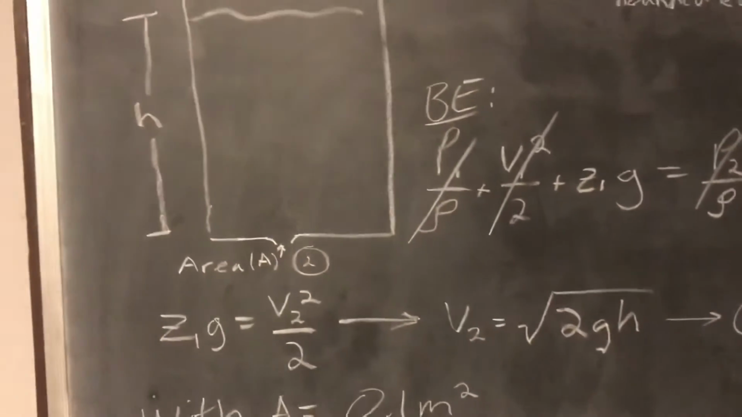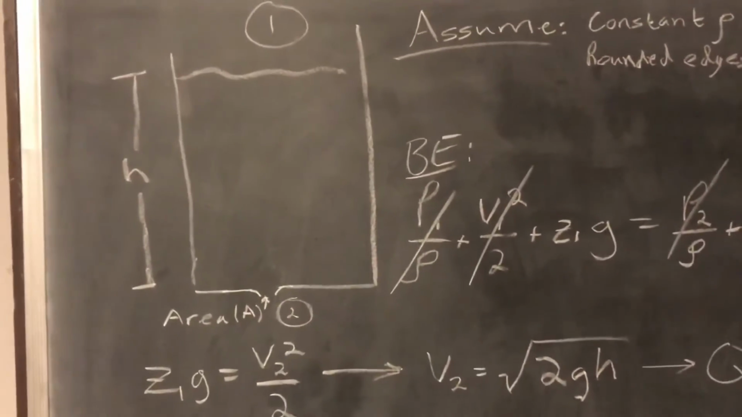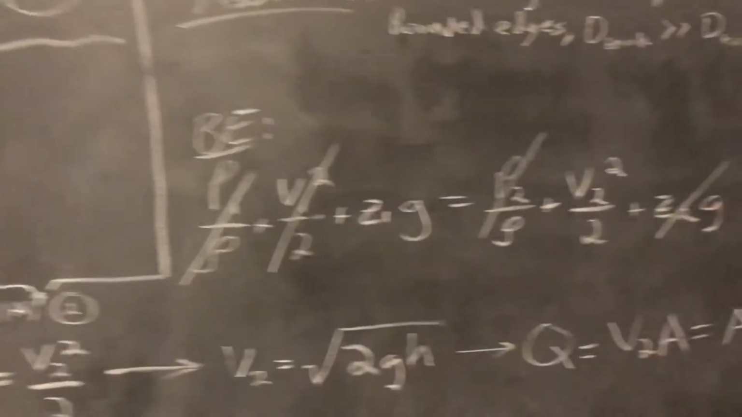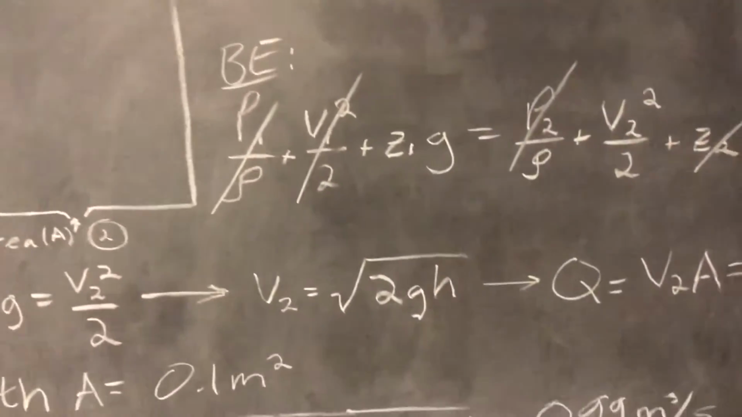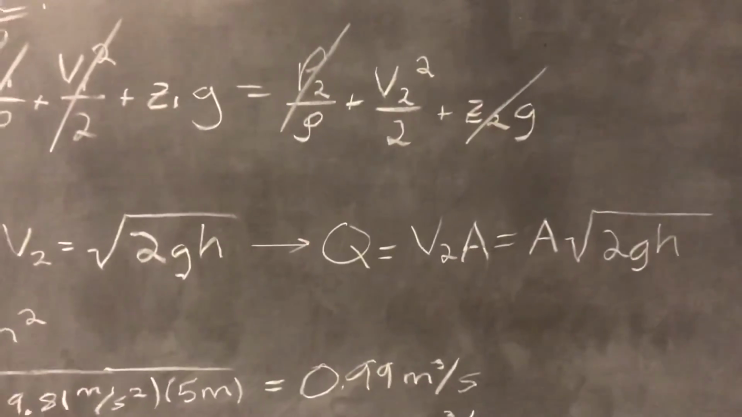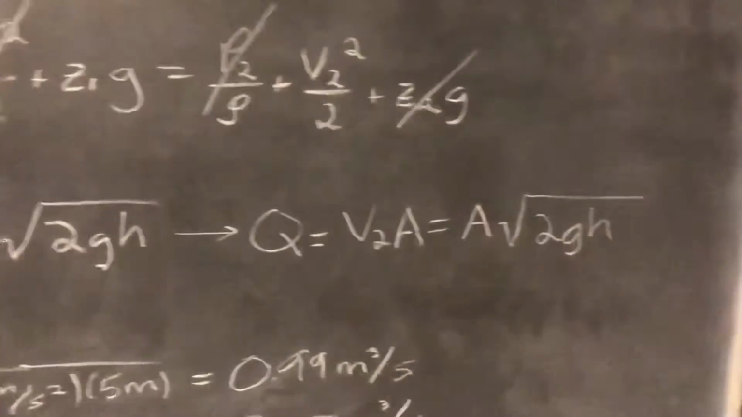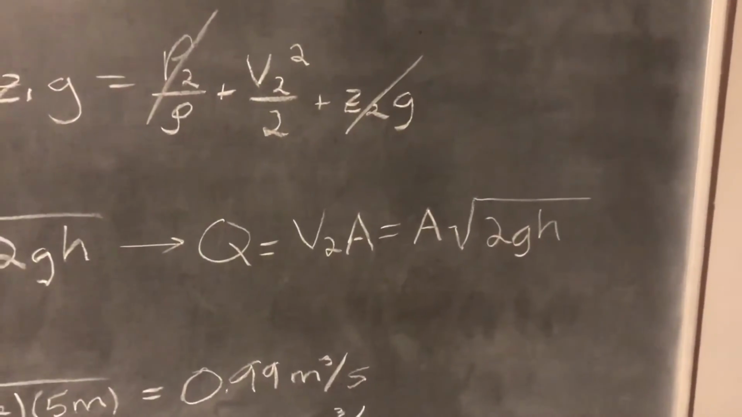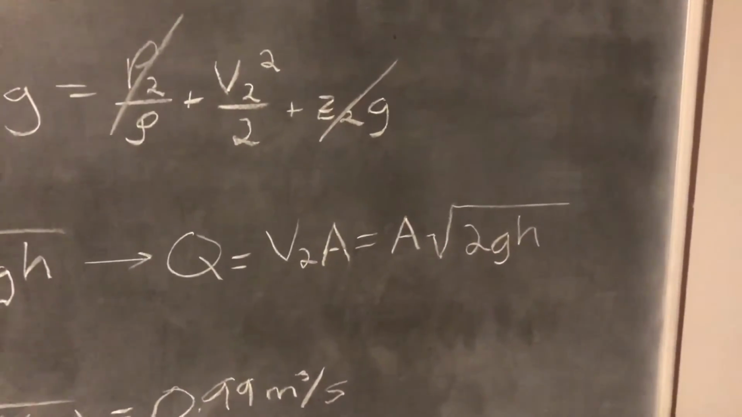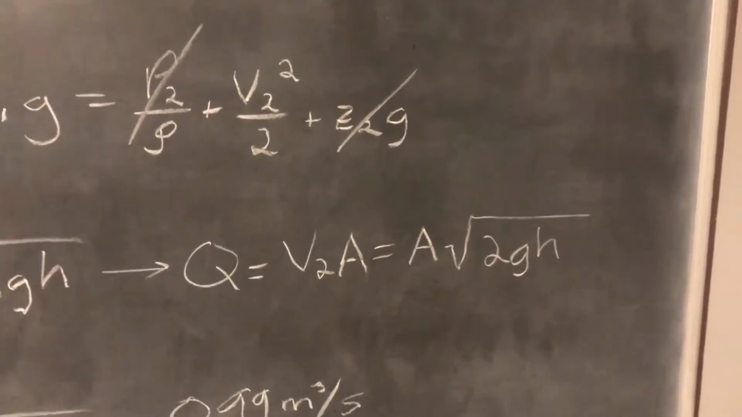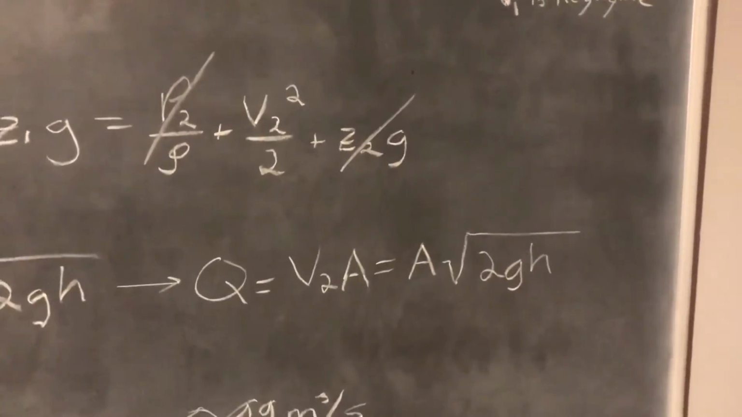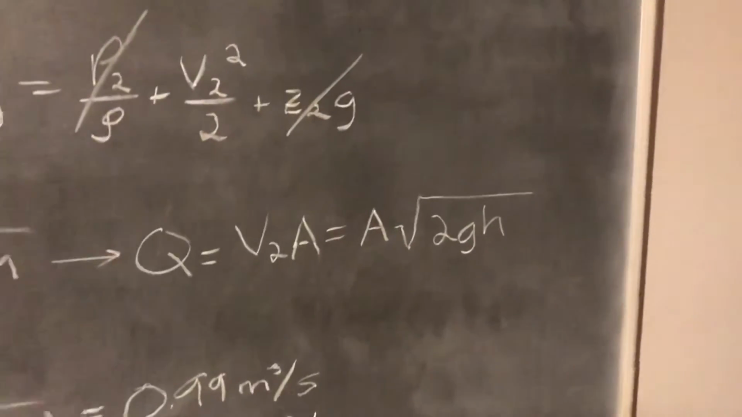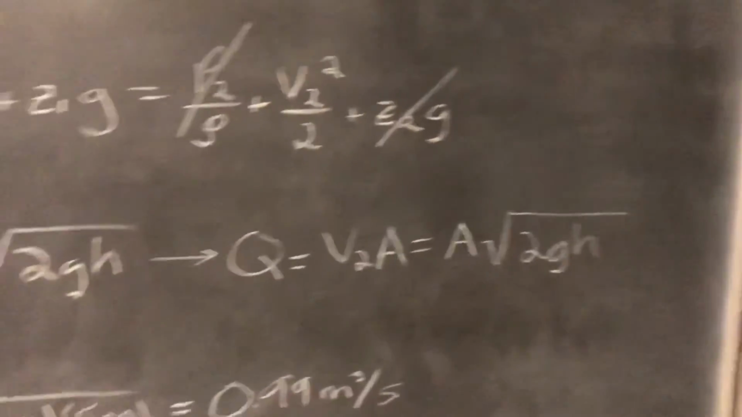But we want to know the volumetric flow rate as a function of the height. So the volumetric flow rate can be obtained by multiplying our velocity term by the area of the hole. As you can see here, Q equals v2 A, which also equals A times the square root of 2gh. So this gets us our equation that we will use to determine the volumetric flow rate over time.